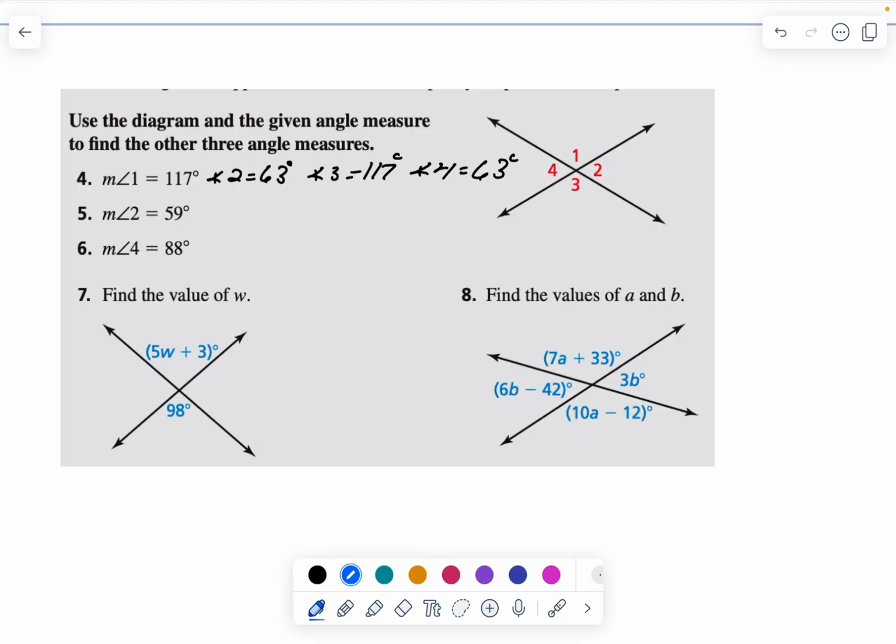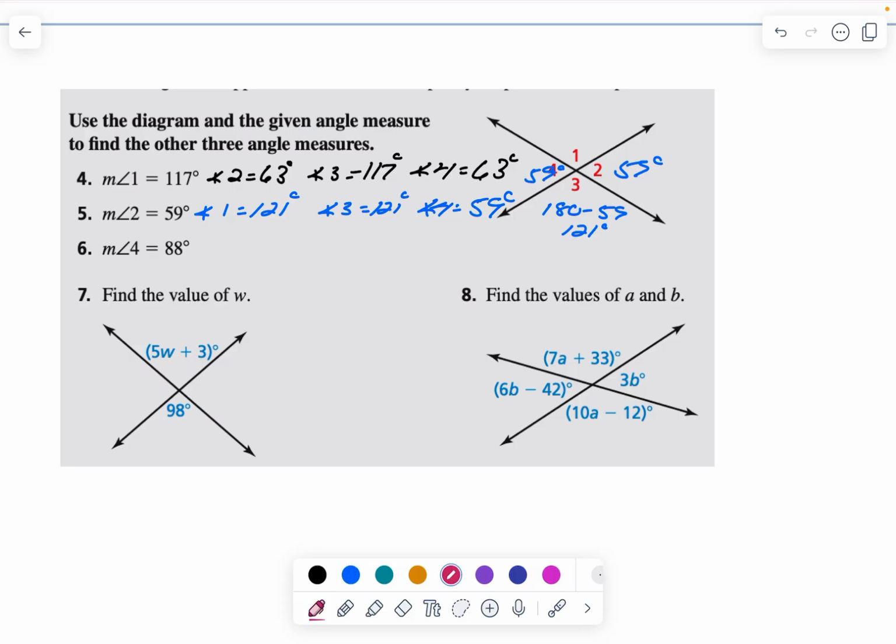Next, we have angle 2 is 59 degrees, which means angle 4 is 59 degrees. So let's see, 1, 3, 4. So angle 4 is 59 degrees, and angle 3 and angle 1 are going to be 180 minus 59, or 121 degrees. So 121 degrees, 121 degrees.